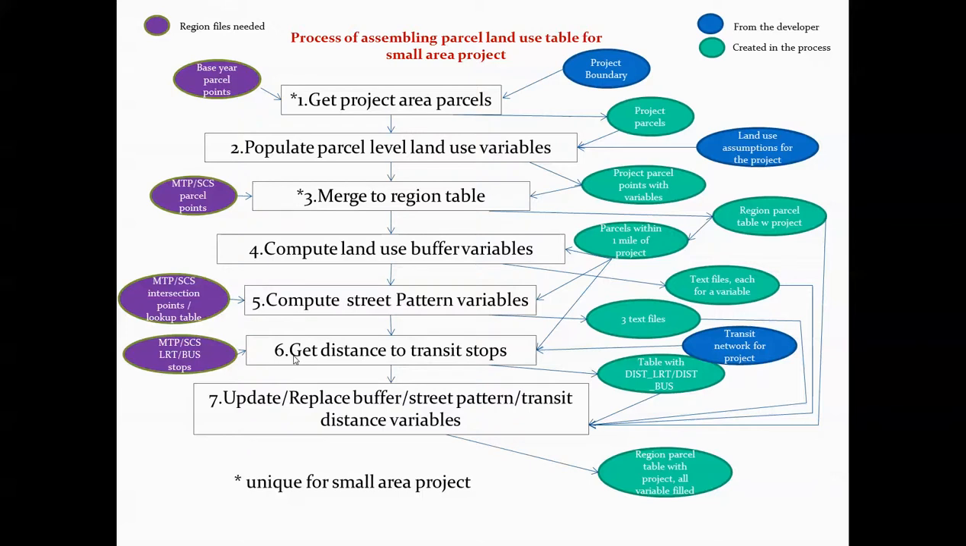This video covers step 6, calculate distance to transit stops. There are two variables, distance_LRT and distance_bus, that need to be calculated in this step. First, we need to create two layers, light rail stations and bus stops, by adding the proposed stations or stops in the project area to regional layers.